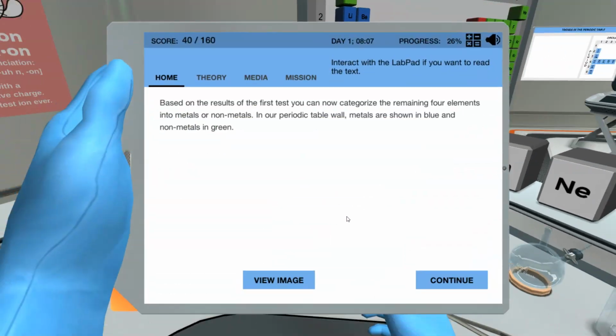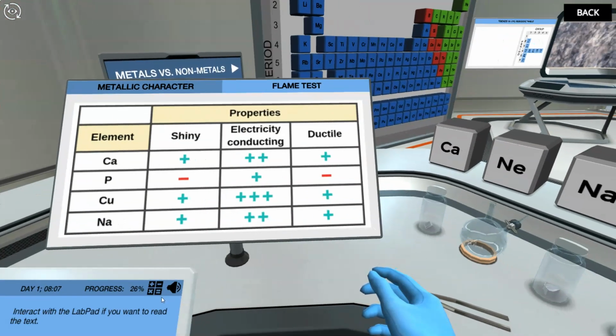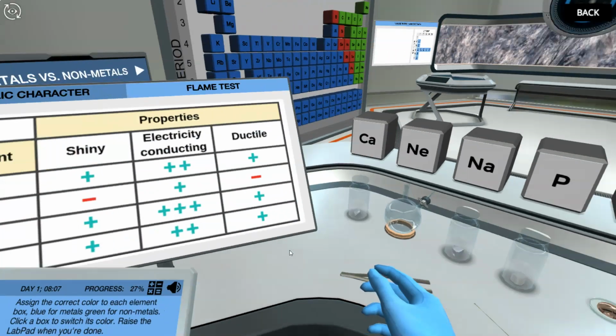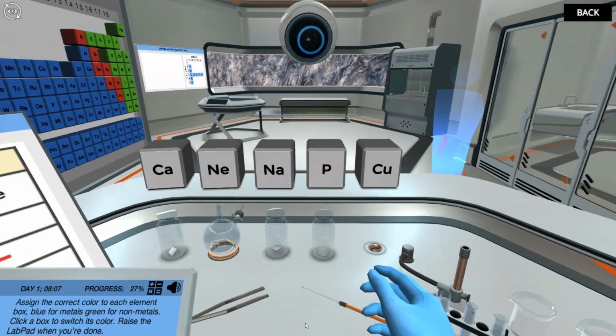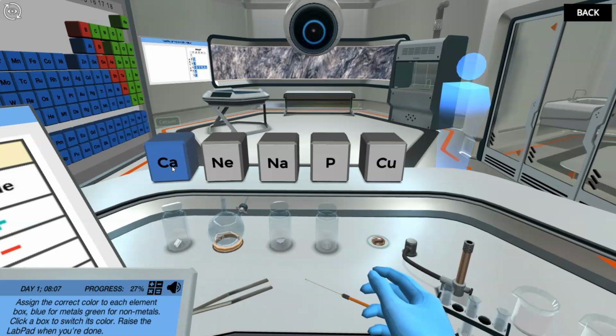Based on the results of the first test, you can now categorize the remaining 4 elements into metals or non-metals. In our periodic table wall, metals are shown in blue and non-metals in green. Assign the correct color to each element box, blue for metals, green for non-metals. Click a box to switch its color. Raise the lab pad when you're done.